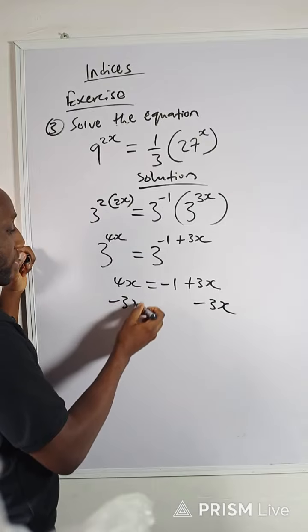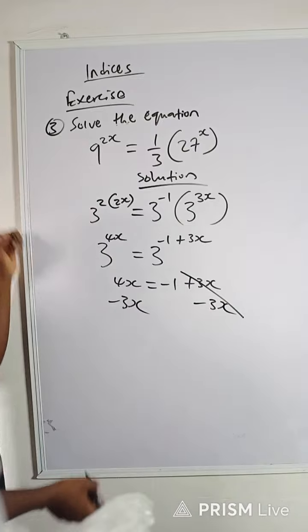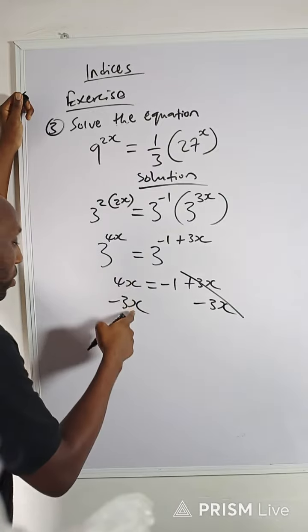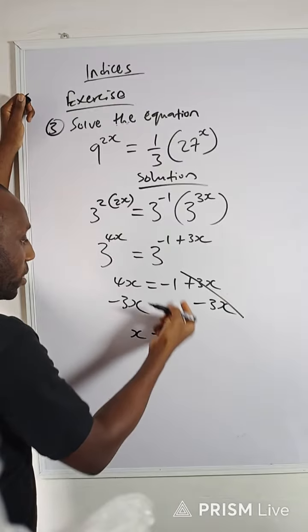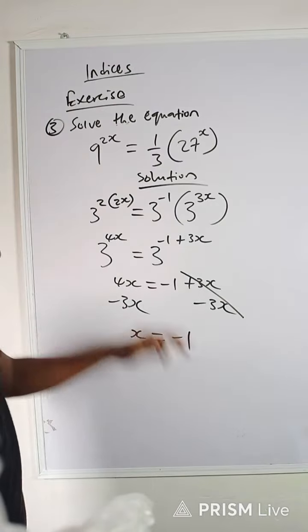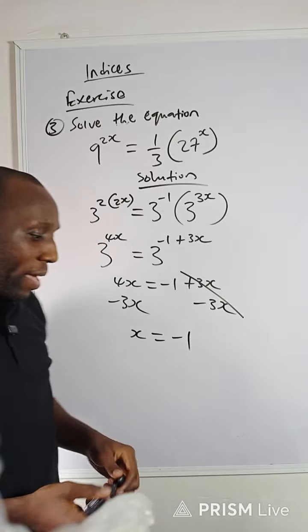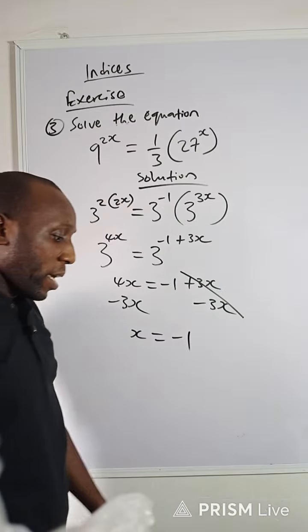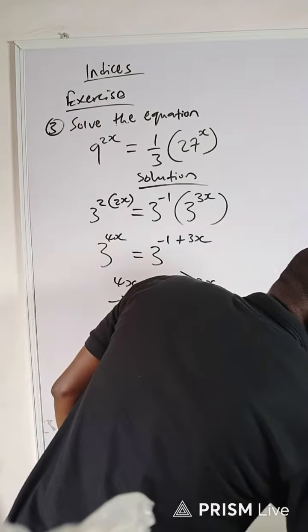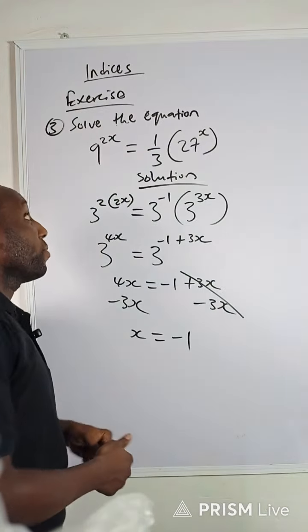Let me just do it like this. So this is gone from here. You have 4x minus 3x, which is what? x. Then you have negative 1. So everybody, the value of x that will satisfy this equation is negative 1.